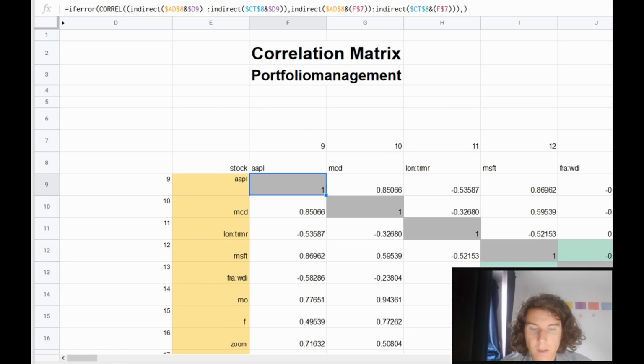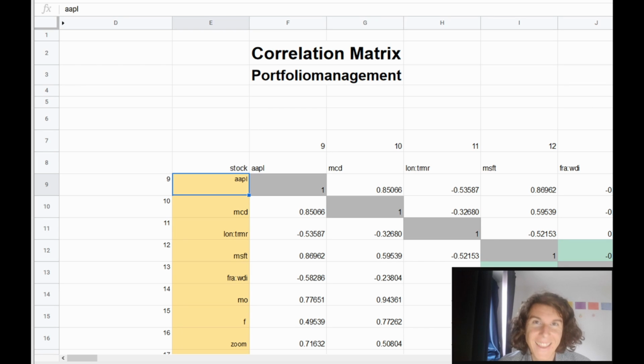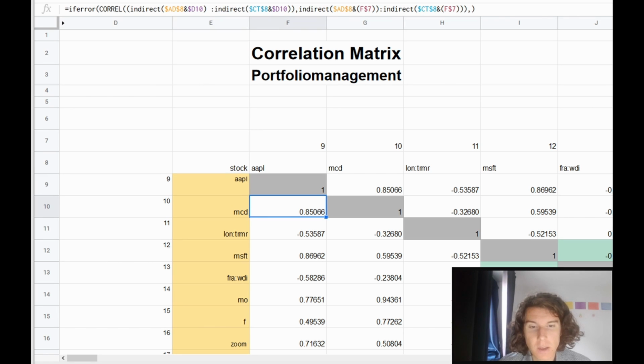And if you don't know the correlation, it means if a stock correlates perfectly, for example like Apple with Apple, it's a 1 because they are the same stocks, so they should correlate perfectly. And if you compare it with McDonald's, it correlates to 85%.